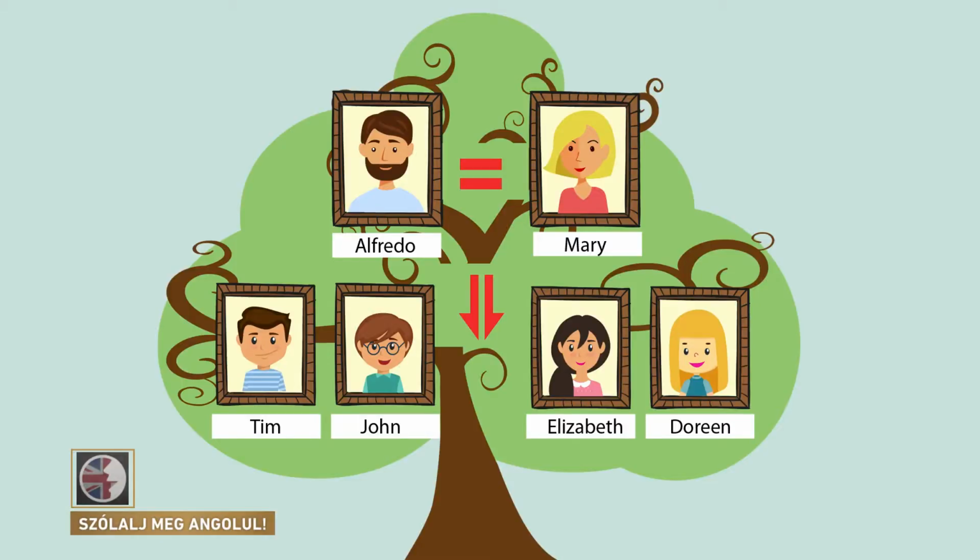Okay, good. Let's look at the possessive apostrophe S again. Let's think about the Benchfield family. Do you remember the Benchfield family tree? Okay, so that's the Benchfield family tree. Now, let's make some sentences about Alfredo and his family. Tim is Alfredo's son. Tim is his son. John is Alfredo's son. John is his son. Tim and John are Alfredo's sons.